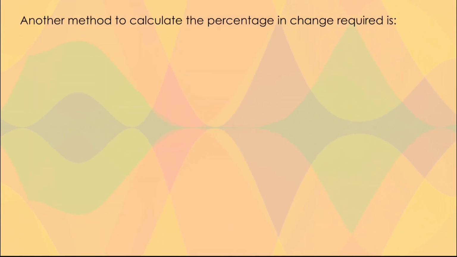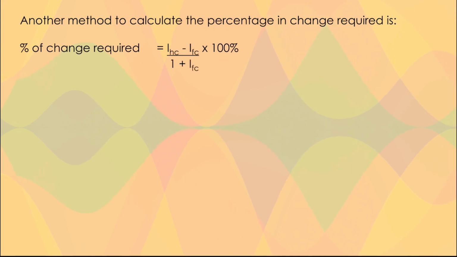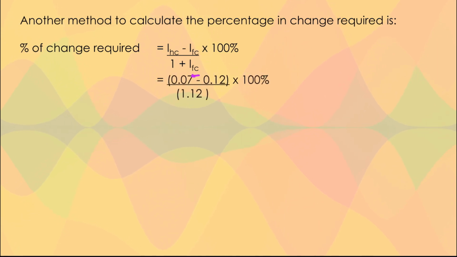Another method to calculate the percentage change required is: percentage change required equals the expected inflation of the home country minus the expected inflation of the foreign country, divided by 1 plus the expected inflation of the foreign country, times 100%. So here, 0.07 minus 0.12 divided by 1.12 times 100%. You will get negative 4.46%, approximately 5%.